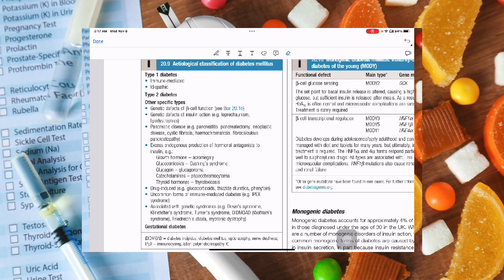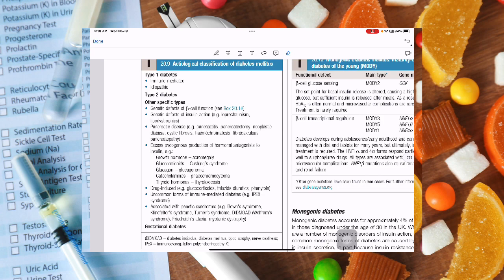Type 1 is immune mediated destruction of the beta cell resulting lack of the insulin. Type 2 diabetes mellitus, that is the insulin resistance due to sedentary lifestyle and lack of awareness in food intake, and with having a positive family history. And there are secondary causes like genetic defect of beta cell function, genetic defect of insulin action like lipodystrophy, pancreatic disease, pancreatitis, pancreatectomy, neoplastic disease, cystic fibrosis, hemochromatosis, fibrocalculous pancreatopathy. These are the pancreatic diseases which can lead to secondary diabetes mellitus.